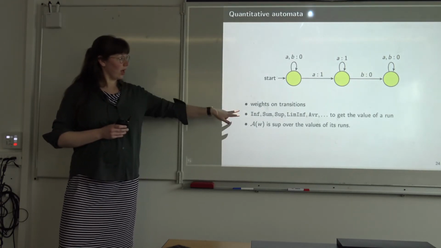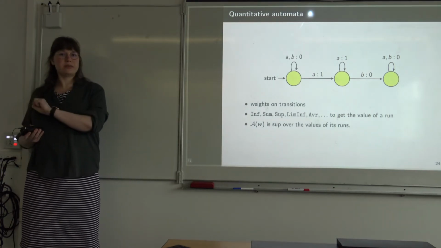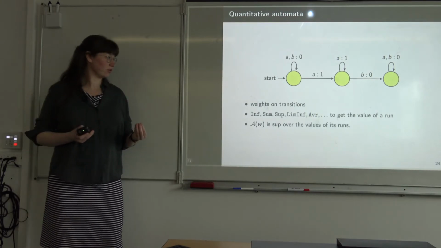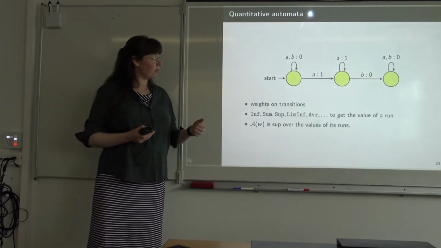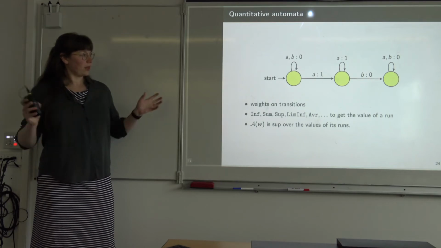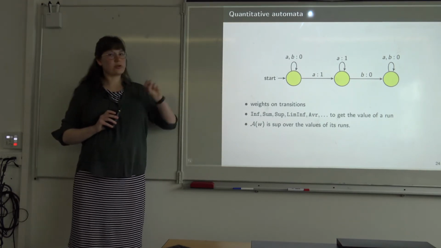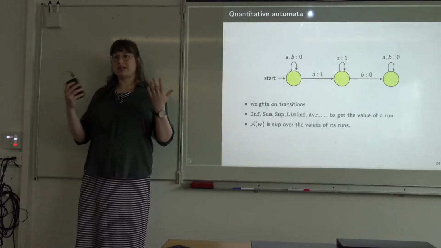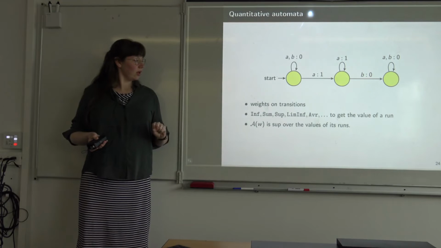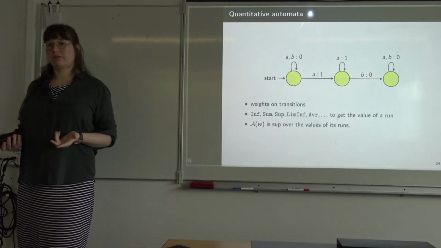We then have some payoff function, which takes this sequence of weights and aggregates it into a payoff of the run, a value of the run. This can be the inf, the sum, the limsup, the liminf, the average, whatever you want, which takes our run and gives us a single value. And as our automaton is non-deterministic, we might have several possible runs on the same word. In this case, we take the supremum over the values of the runs.